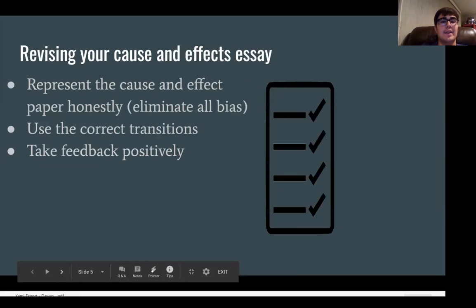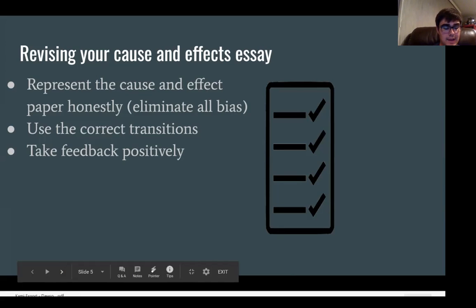Revising your cause and effect essay. It's crucial that before turning in your final draft, you take these factors into account. You must ensure that you represented the cause and effect paper honestly. You don't want to leave any information out because it may cause the reader to think that you are being biased, and no one wants a biased cause and effect paper. Although it may be hard because we all have a certain level of bias, it is important that every aspect of the information is shared and the reader's opinion is considered first before your own.